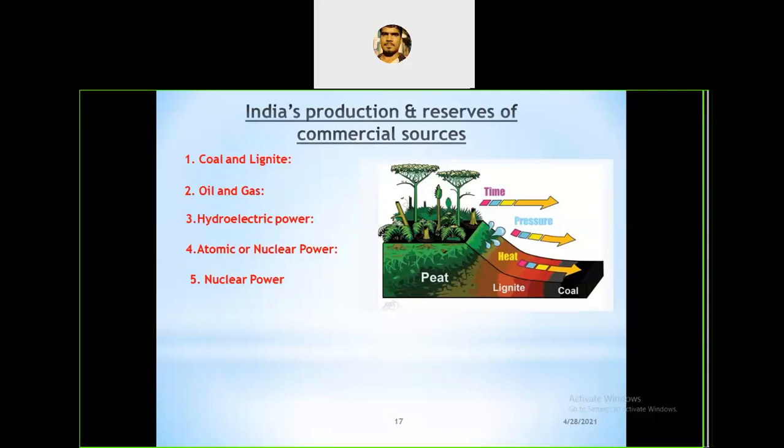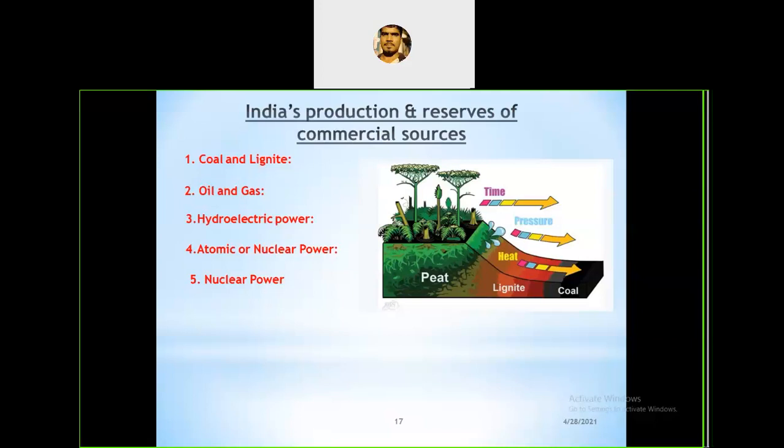In the commercial sources, the first thing is coal and lignite. Both come under coal and lignite. The second thing is oil and gas, and then hydroelectric power, atomic and nuclear power. So these are the important commercially available sources. In day-to-day life, these energy sources are very helpful for our daily needs. Okay, the first one is coal and lignite.